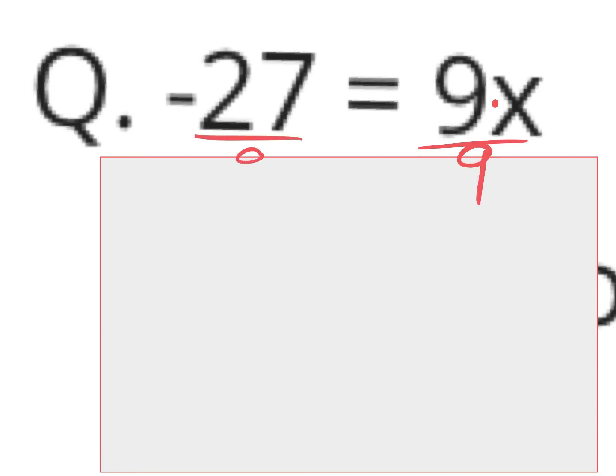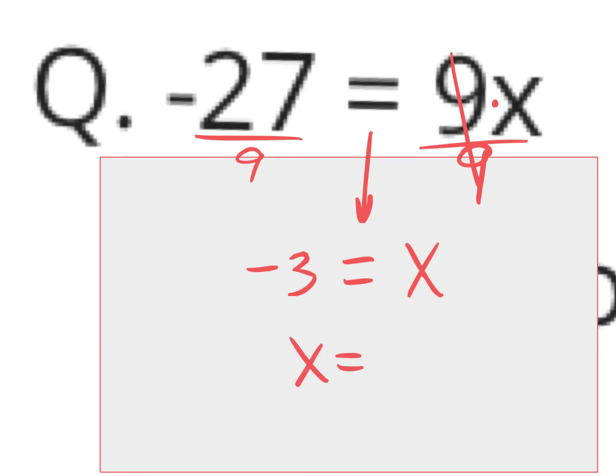And what you do to one side, do to the other side. You will have your equal sign coming down. The 9's cancel out. You have x equals negative 27 divided by 9 is negative 3. So this says negative 3 equals x, which is the correct answer. However, you want to write it with the x term first. So just switch everything. x equals negative 3, and that is your final answer there.